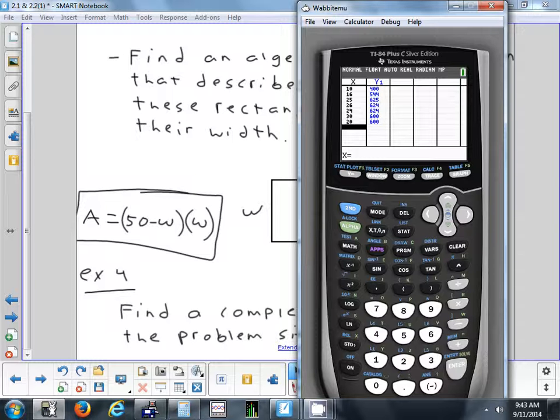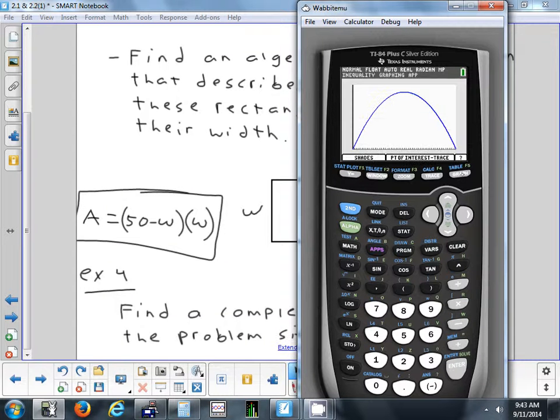Yes? If you wanted to find the maximum area that you can have, you would just calculate maximum, right? Yep. Just second calc maximum. Pick a point left, pick a point right, and the maximum is at 25.001. So it's 25. 25. When you take calculus next year, there's a much faster way of finding this using what's called a derivative.